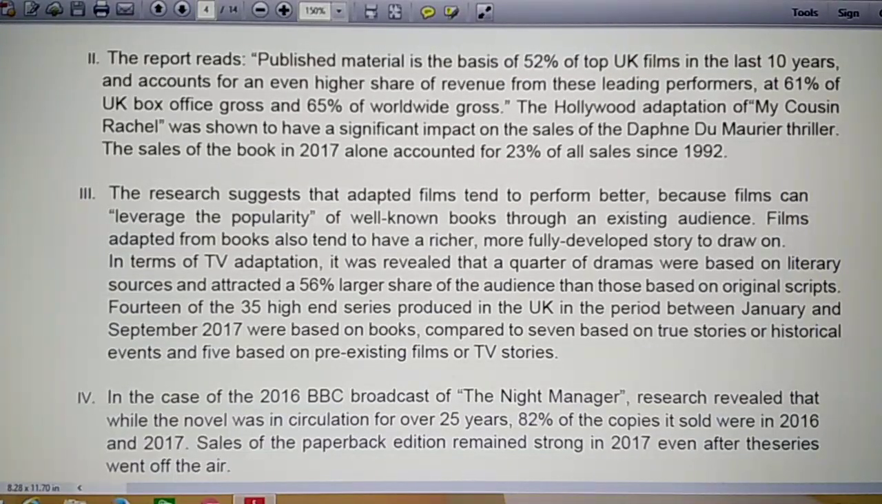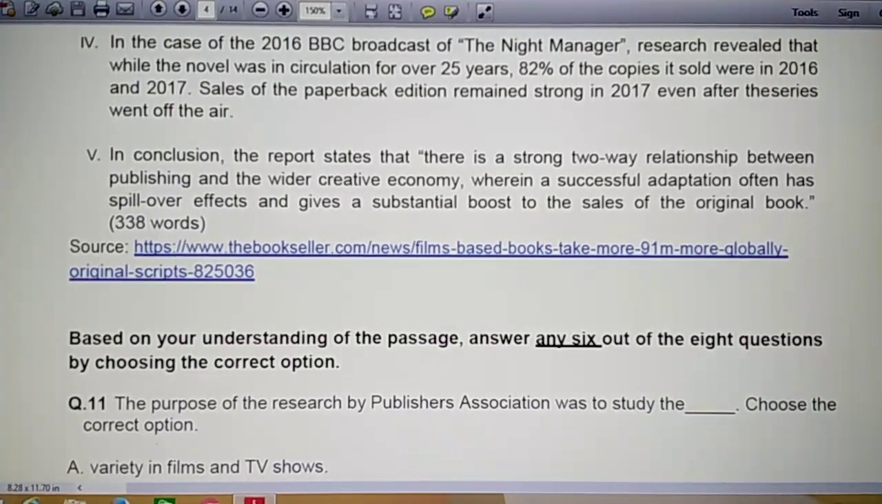14 of the 35 high-end series produced in the UK in the period between January and September 2017 were based on books, compared to 7 based on true stories or historical events and 5 based on pre-existing TV stories. In the case of the 2016 BBC broadcast of The Night Manager, research revealed that while the novel was in circulation for over 25 years, 82% of the copies it sold were in 2016 and 17. Sales of the paperback edition remained strong in 2017 even after the series went off the air. In conclusion, the report states that there is a strong two-way relationship between publishing and the wider creative economy, wherein a successful adaptation often has spillover effects and gives a substantial boost to the sales of the original book.